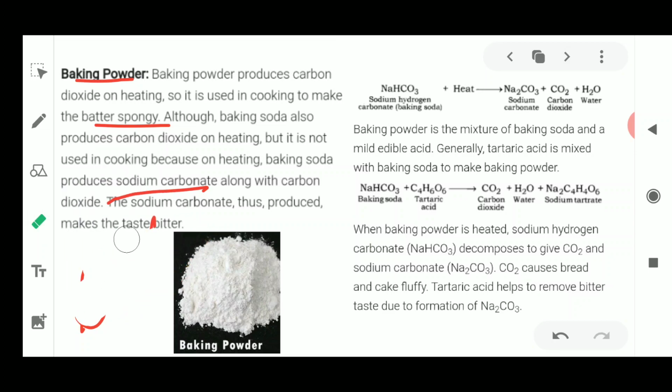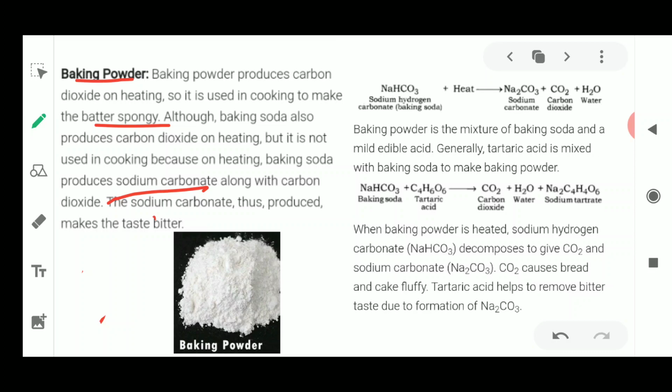Now this baking soda, how it is formed, is written here in the form of a reaction, where NaHCO3, that is sodium hydrogen carbonate or baking soda, is heated to form sodium carbonate, water and carbon dioxide. Baking powder is a mixture of baking soda and a mild edible acid. Generally, tartaric acid is mixed with baking soda for making baking powder. Tartaric acid is the reactant which is added with sodium hydrogen carbonate, that is baking soda, to form baking powder.